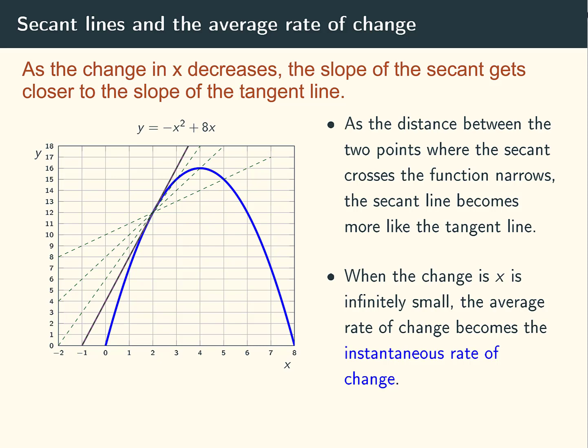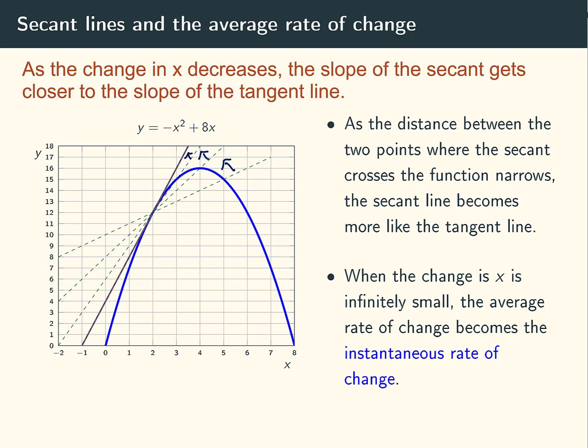In the previous video, we looked at secant lines and computing the average rate of change. I showed you a diagram that illustrated that as the change in x decreases, the slope of the secant gets closer to the slope of the tangent line. So as the secant line gets closer and looks more and more like the tangent line, these dotted green lines get closer and closer to the tangent line. They do that when the change in x becomes smaller and smaller.